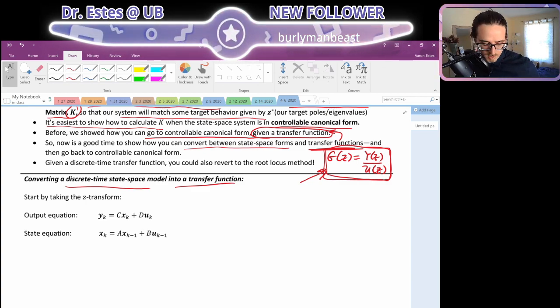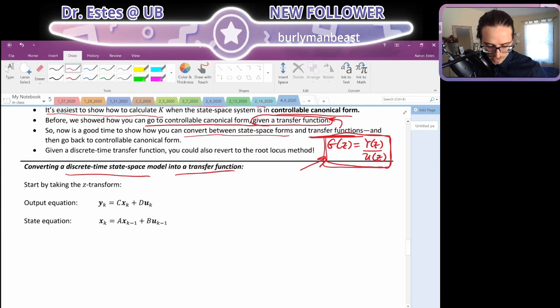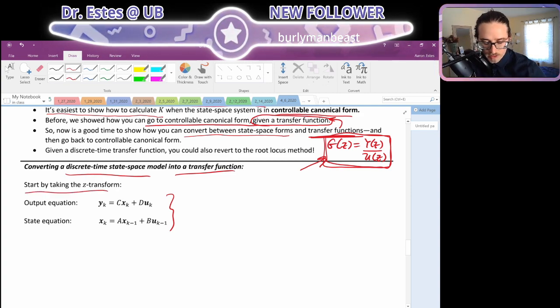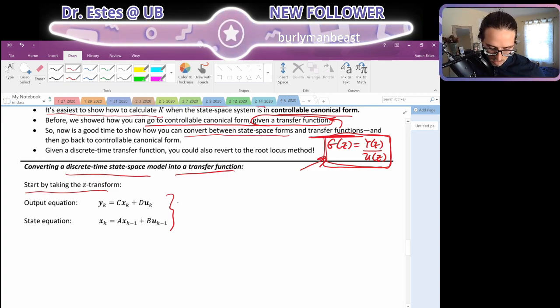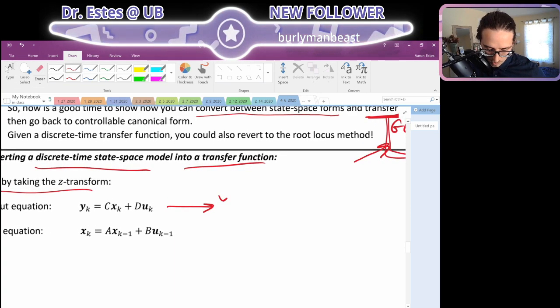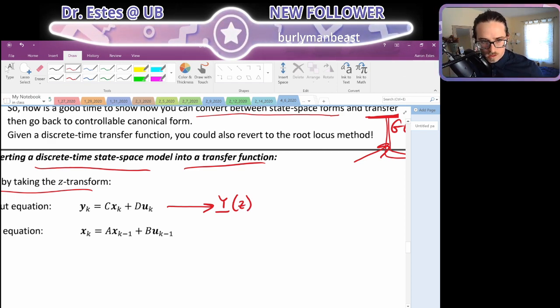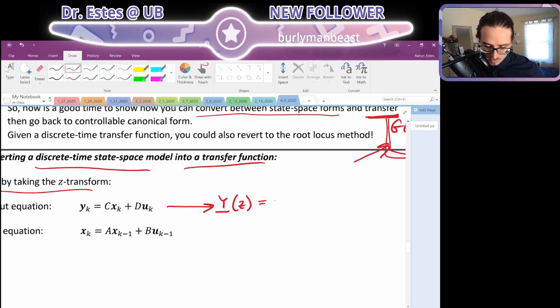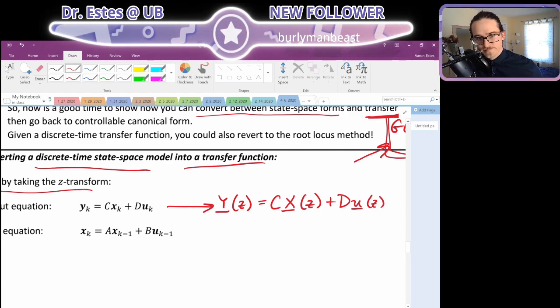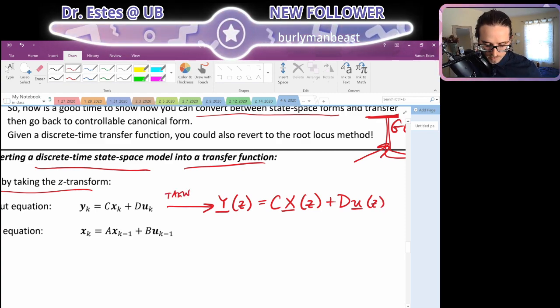I'm going to show you a couple steps of this. So we're beginning with our discrete time state space representation. We need to take the z transform of both of these equations. If I take the z transform of my output equation, I'm going to get Y(z). This is a vector generally, so this works for multiple input, multiple output systems. It's going to be C X(z) plus D U(z).